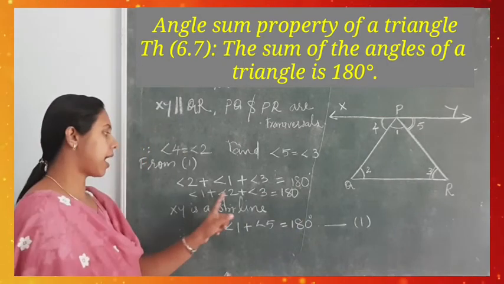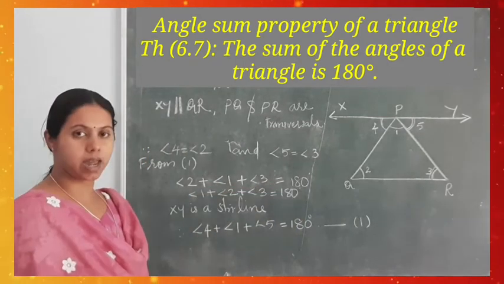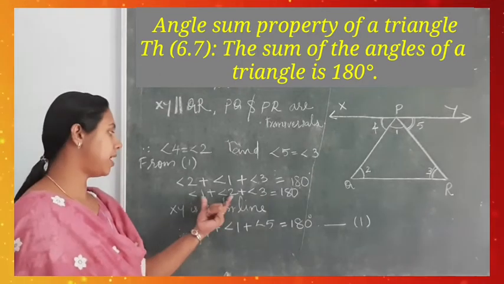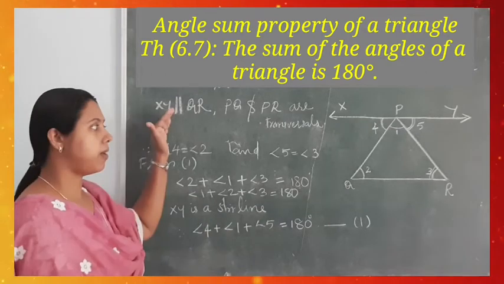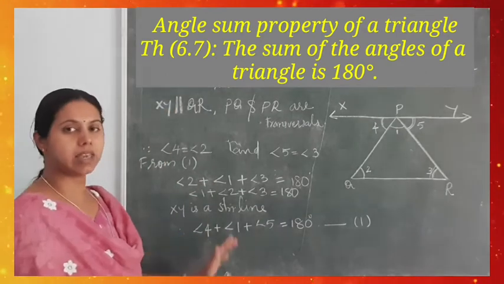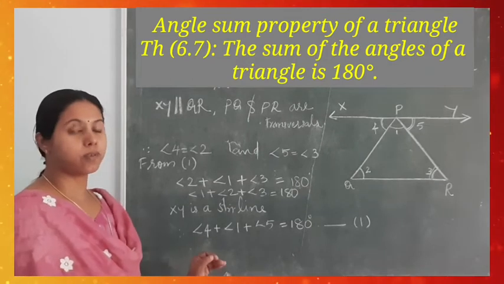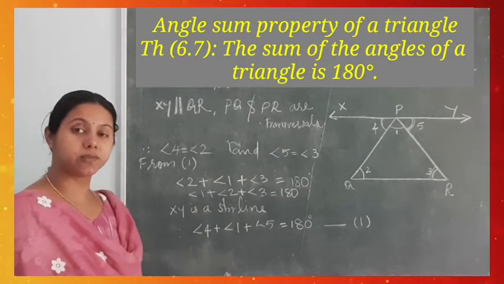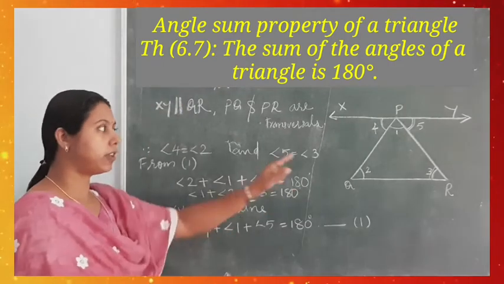What are angle 1, angle 2 and angle 3? They are the angles in triangle PQR. So, the sum of these three angles we got is 180 degrees. So, we proved this statement using theorems and axioms. This theorem and its proof are very important, so you should study the theorem and its proof with a figure.